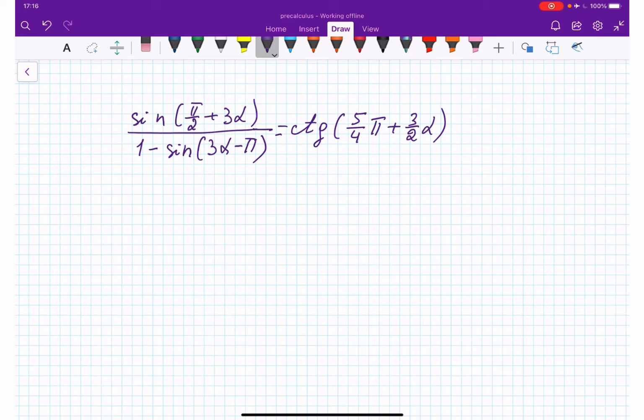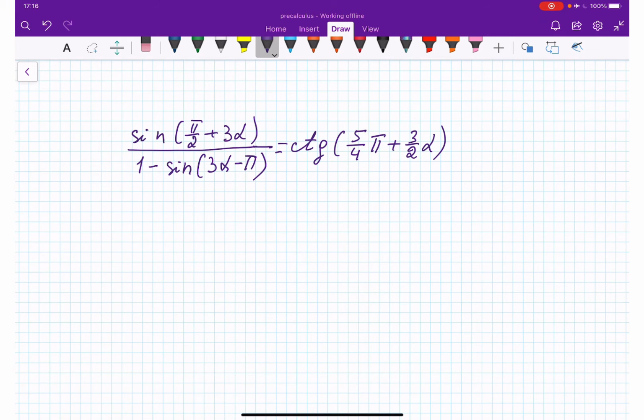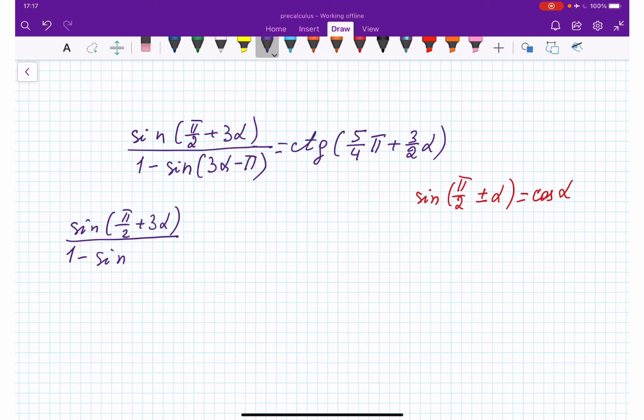Okay, so first of all, let me start. Let me write down this formula: sine of (half a pi plus or minus alpha) is equal to cosine alpha. So what do we have? Sine of (half a pi plus 3 alpha) over 1 minus sine of (3 alpha minus pi).